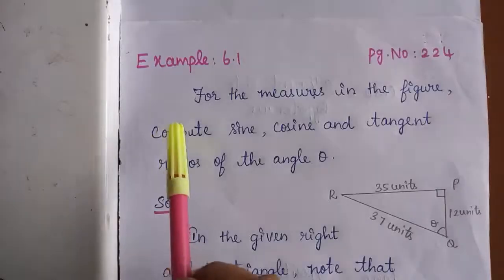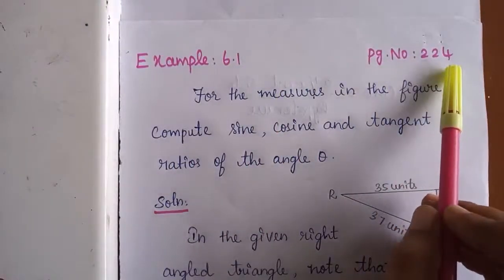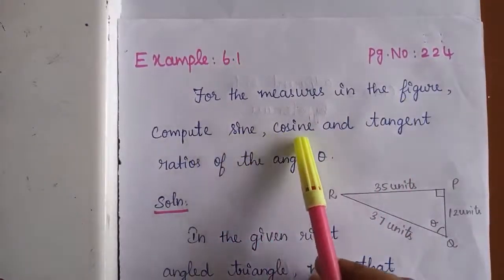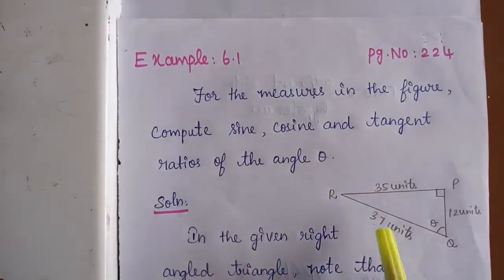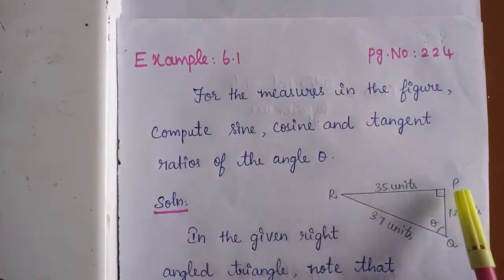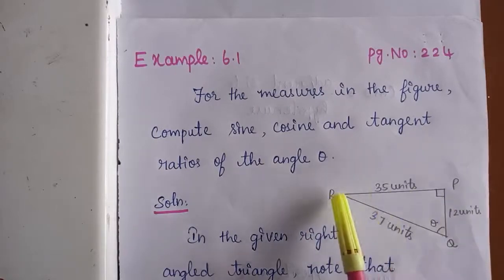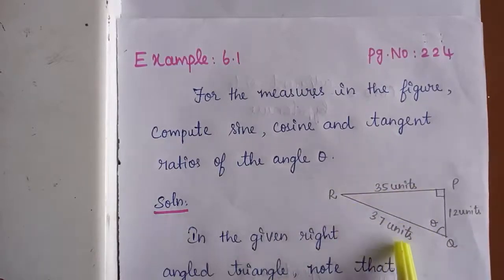So first we are going to see example 6.1, which is on page number 224. For the measures in the figure, compute sine, cosine and tangent ratios of the angle theta. So this is the given figure, triangle PQR. It is right angled at P and angle Q is theta. The given measurements are PR is 35 units, RQ is 37 units and PQ is 12 units.